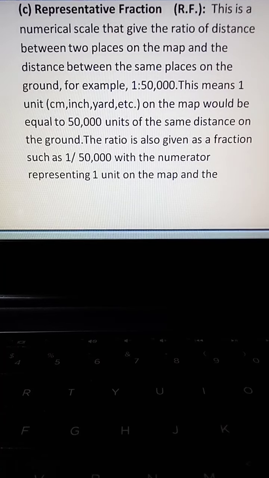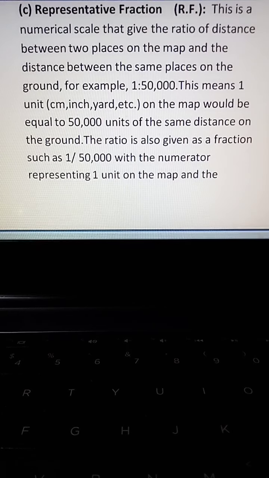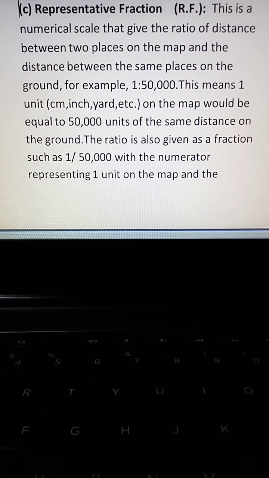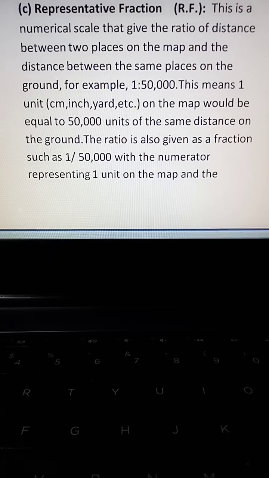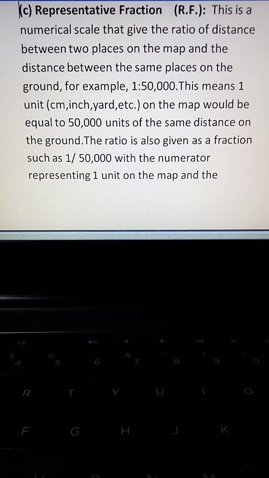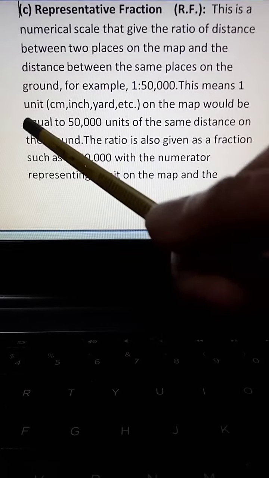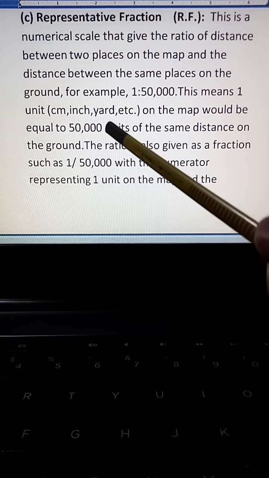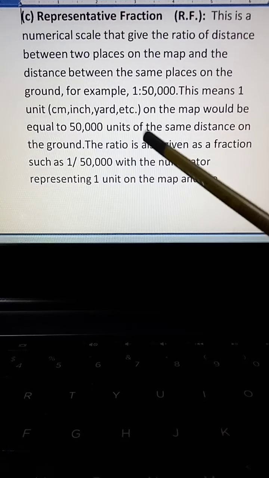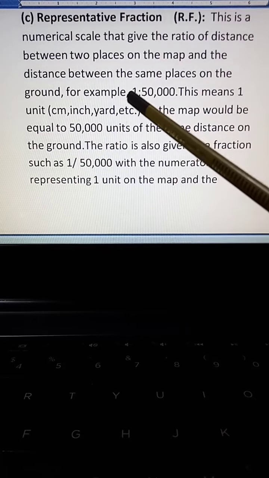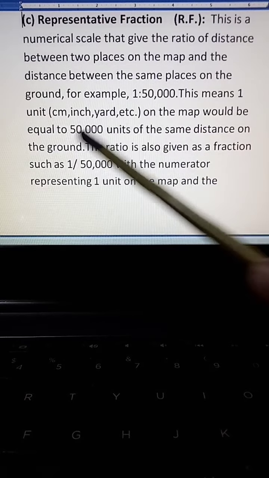The third way to represent the map scale is representative fraction or RF. This is a numerical scale that gives the ratio of distance between two places on the map and the distance between the same places on the ground. For example, 1 is to 50,000. This means 1 unit, it can be centimeter, inch, yard, etc., on the map would be equal to 50,000 units. It means 1 centimeter on the map is 50,000 centimeters on the ground.